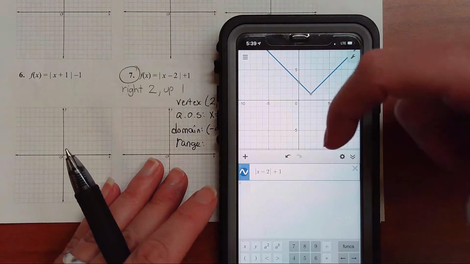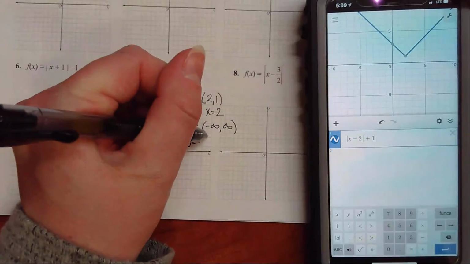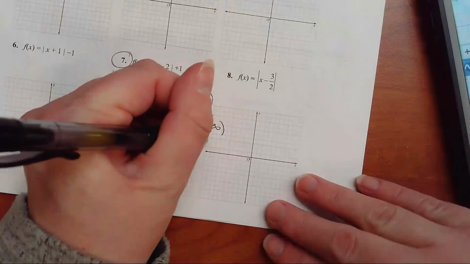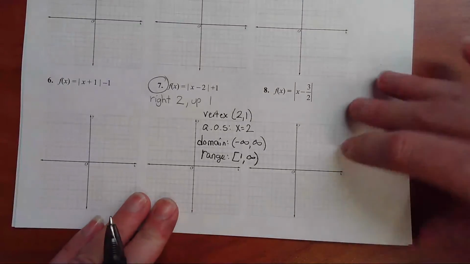So the range, how far down does it go? It goes down to 1. That's the lowest it goes is 1. And then we don't know how high it goes, so infinity. So hopefully that helps with that chunk. Let's move on to the next page.